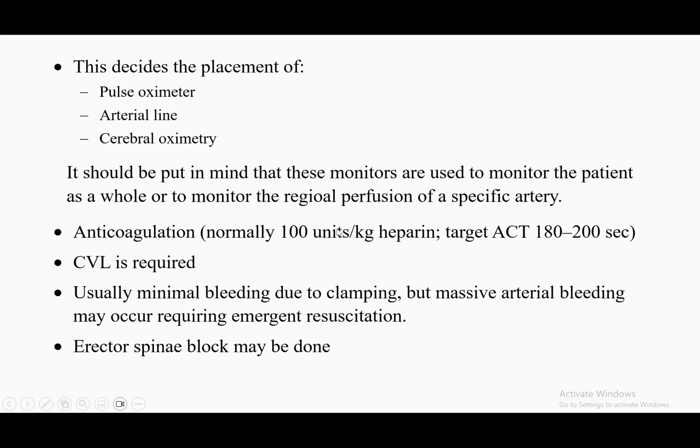Anticoagulation, normally 100 units per kg heparin for a target ACT of 180 to 200, central venous line. Usually minimal bleeding due to clamping, but massive arterial bleeding may occur, requiring emergent resuscitation. So we should prepare at least 1 unit of blood to be in the operating room during the surgery. Usually we do not need it, but if something happens, an artery gets injured by mistake or something, we should be ready with this unit of blood.